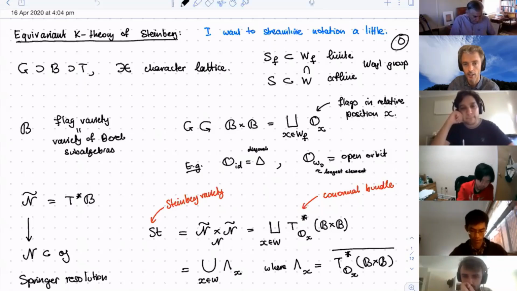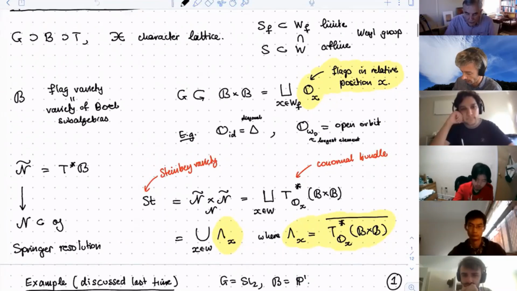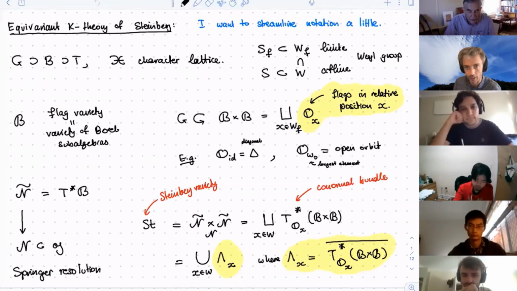Okay, so just to save a little bit of time, here's something I prepared earlier, which is just some recollections from last week. There are two bits of notation that I would like to streamline. So this should all be standard except for the stuff in yellow.